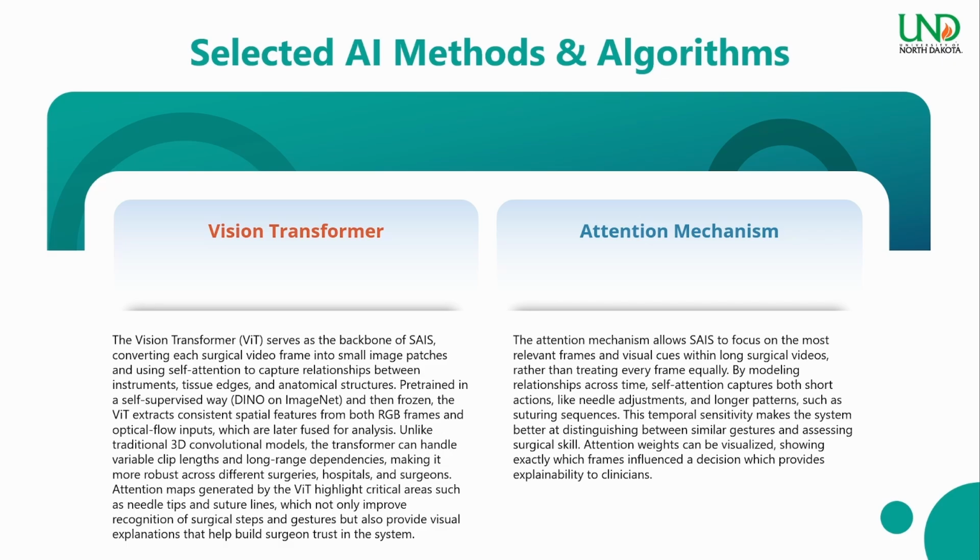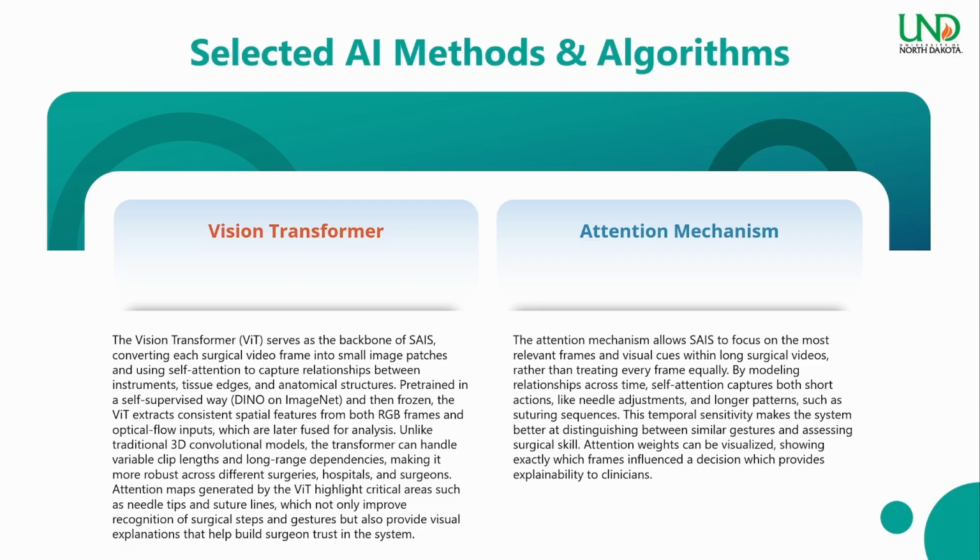So we selected two methods to dive deeper into and explain for this project. The first is vision transformers, and the second is attention mechanisms. Starting with the vision transformer, it's the backbone of this SAIS system. The model takes the surgical video frames and breaks them into small image patches, and then uses self-attention to capture relationships between surgical tools, tissue edges, and anatomical structures.